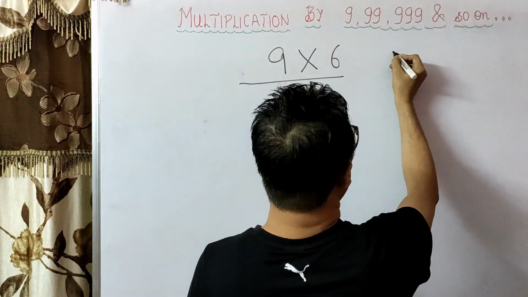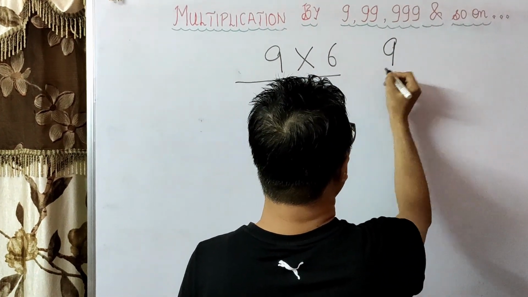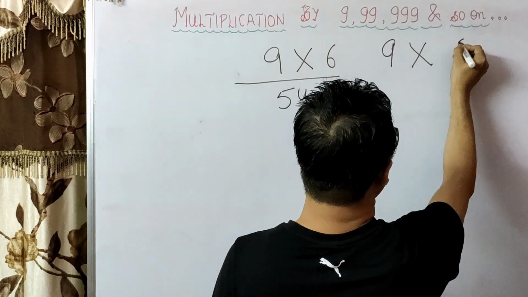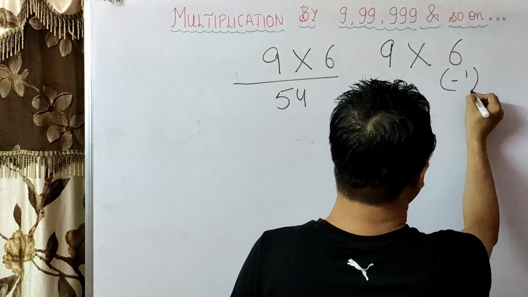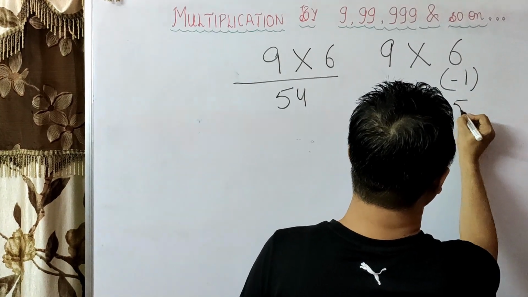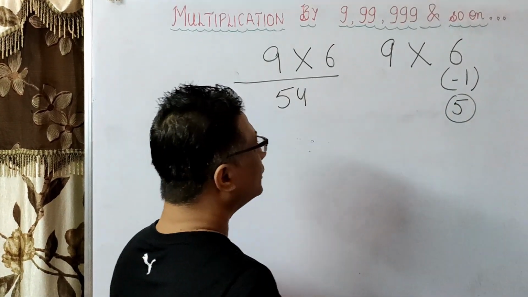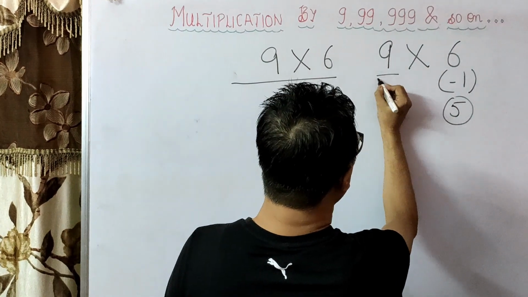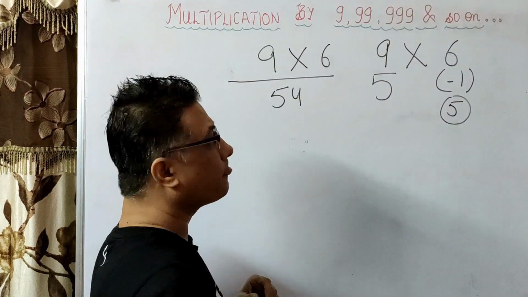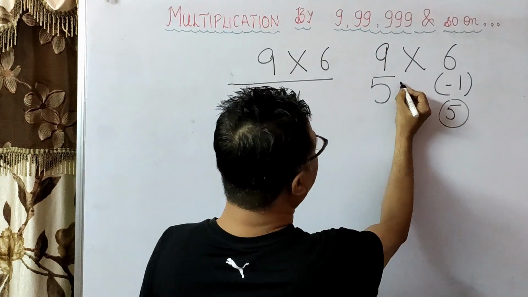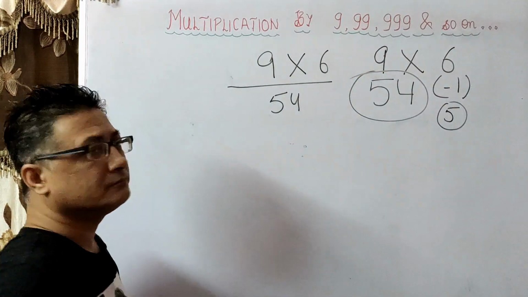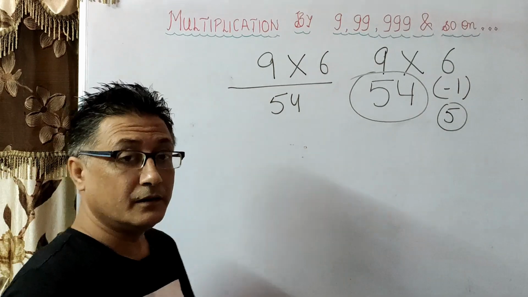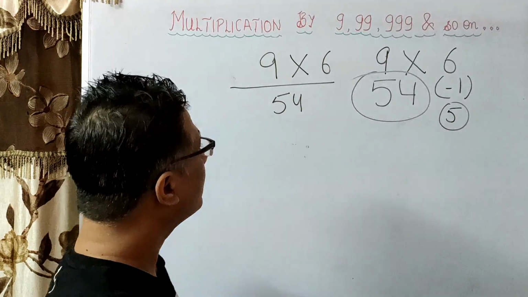How? 9 multiplied by 6. Now what is 6 minus 1? 6 minus 1 is 5. So write 5 here. Now what is 9 minus 5? 9 minus 5 is 4. And no tables required. Isn't that amazing?